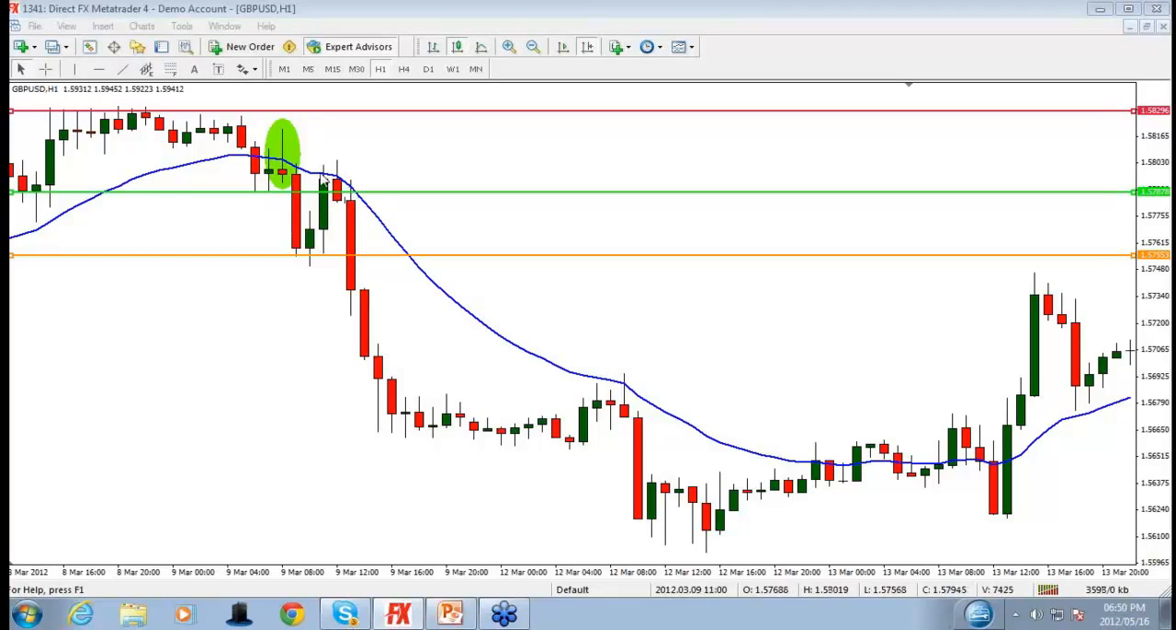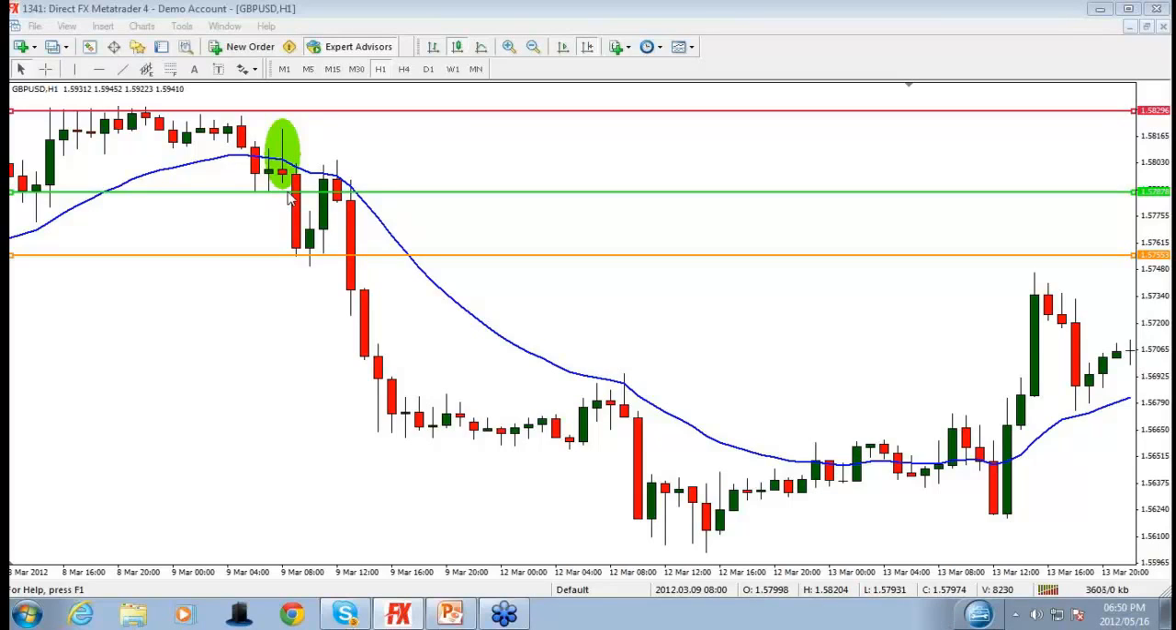So let's go back to the system. So this is the low of that pin bar. So 5 pips underneath it, I'll place a pending order. To be 100% in detail, that pending order should be a sell stop. Alright? That's the first thing you need to do.